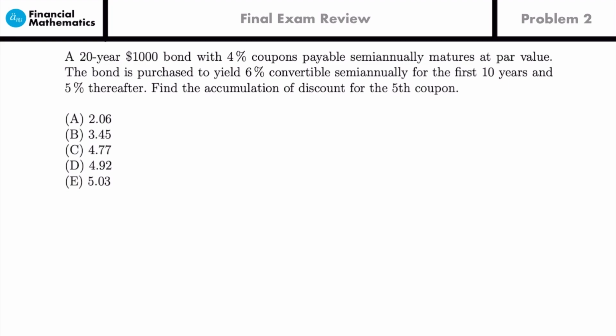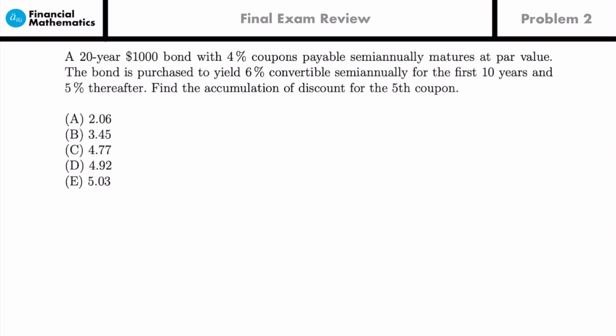And something that's interesting to note about the bond in this problem is that it doesn't have the same yield rate for its entire maturity, right? It's purchased to yield 6% convertible semi-annually for the first 10 years, but then it has 5% thereafter, which would be the last 10 years, because this bond is a 20-year bond, and that's kind of weird. We don't typically see bonds that have different yield rates. Usually they have the same yield rate for their entire term length. So that's probably going to come into play at some point in this problem.